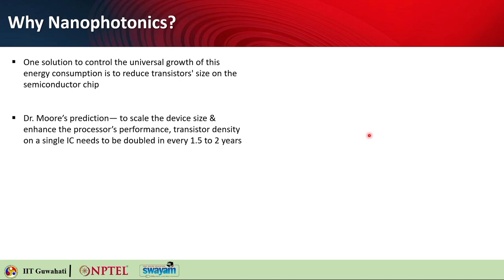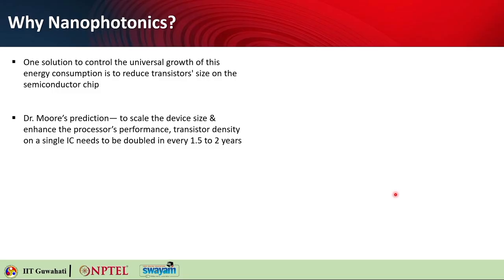Now, since the announcement of integrated electronics, the semiconductor industry had adopted an approximation predicted by Dr. Gordon Moore. In 1965, Dr. Moore predicted that in order to scale the device size and enhance the microprocessor's performance, the transistor density in a particular chip or a single IC needs to be doubled every 1.5 to 2 years. Means within 18 to 24 months, the number of transistors in a chip will roughly double.